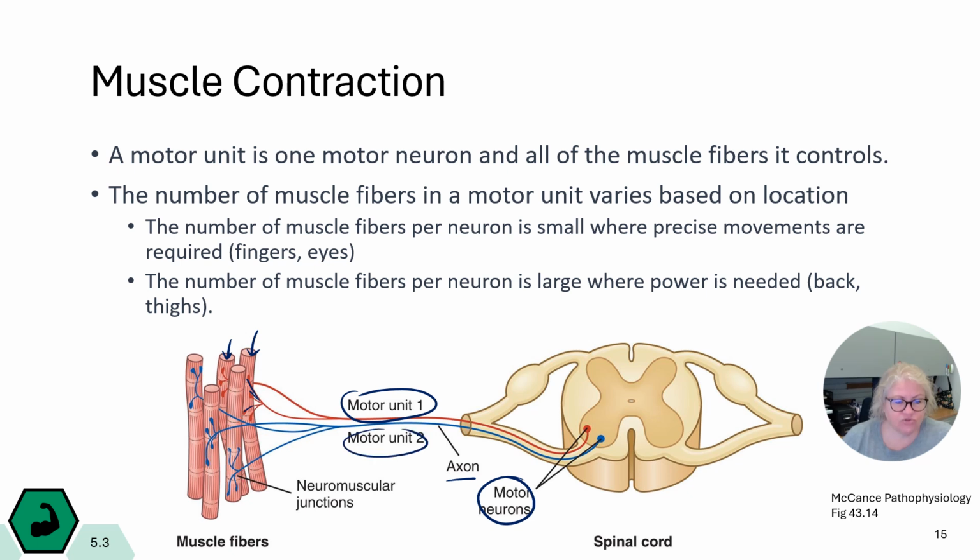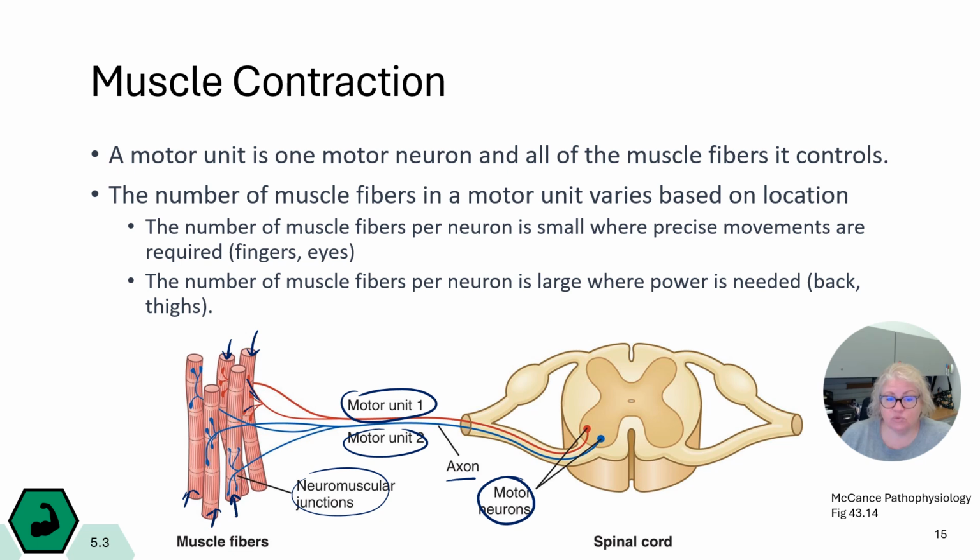Motor unit number 2 is blue, and it's innervating this one. It has neuromuscular junctions for that one, this one, and this one. So 3 on that one. Obviously, this is a schematic. Typical motor units would have on the order of hundreds to thousands of muscle fibers. However, it's going to vary based on location.